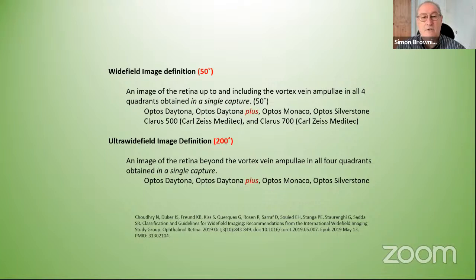So when you look at retinal imaging, you're looking at the Optos and the Zeiss family of instrumentation mainly. There are, of course, others appearing as well. But when we talk ultra wide field, we're talking of a 200 degree image beyond those vortex vein ampullae, again, in all 4 quadrants in a single capture. And true ultra wide field imaging, we are sitting with the Optos family of instruments. So it's important that we understand what we mean when we're talking about wide field, ultra wide field. This is now formally defined. You can see that classification that was accepted internationally at the bottom there.